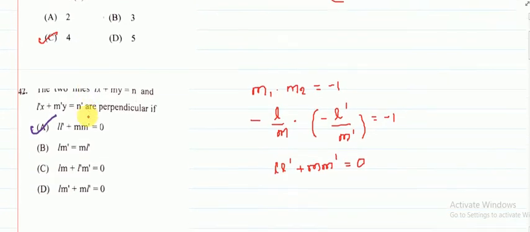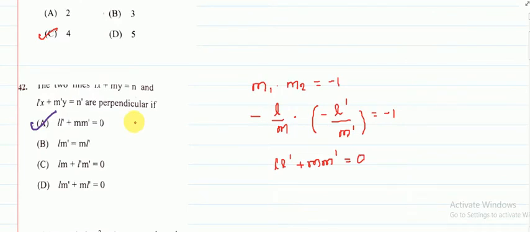Question number 42. Two lines lx plus my is equal to n and l'x plus m'y is equal to n' are perpendicular. So we shall consider the slope of these lines. We know that the slope of ax plus by plus c is equal to 0 is minus a by b. Therefore, comparing this with the standard result, the slope of the first line is minus l by m and the slope of the second line is minus l' by m'.